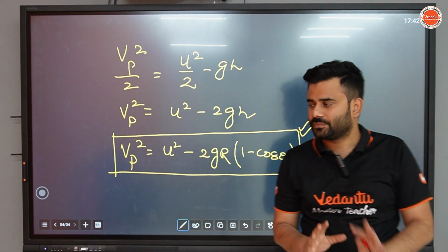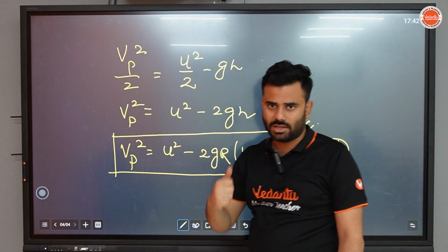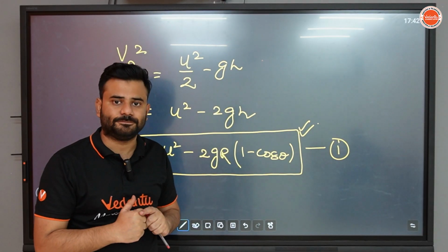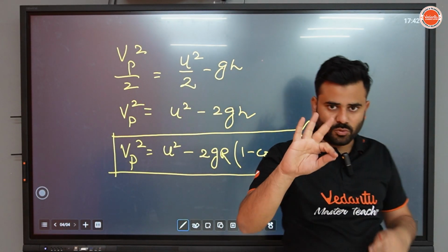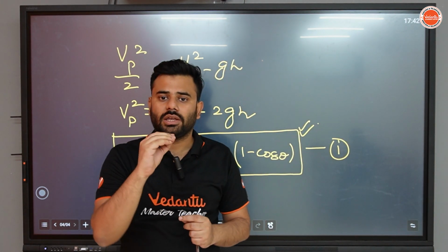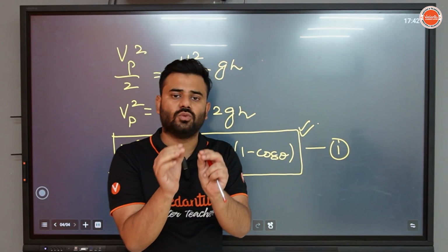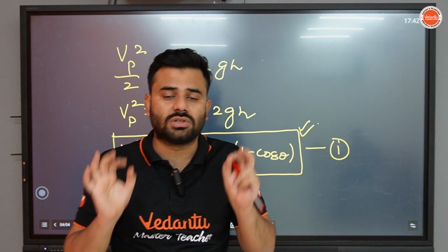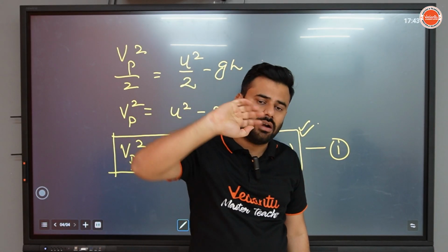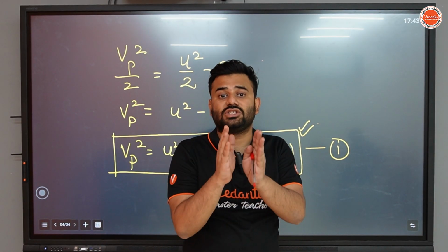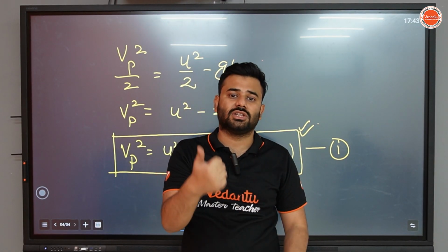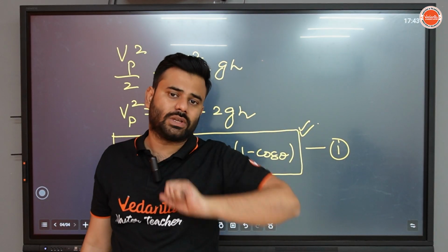One more thing. We should not be heavily dependent on the formulas, but we should be very careful about the concepts. How did this formula come? This formula came by just applying energy conservation. If any student asks what are the two key concepts used in vertical circular motion, they are energy conservation and net force equals mass into acceleration, that is Newton's second law: net force towards the center, the centripetal force, is equal to mass into centripetal acceleration.